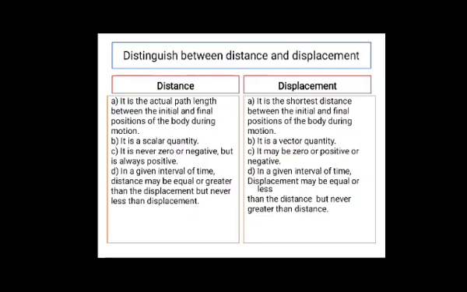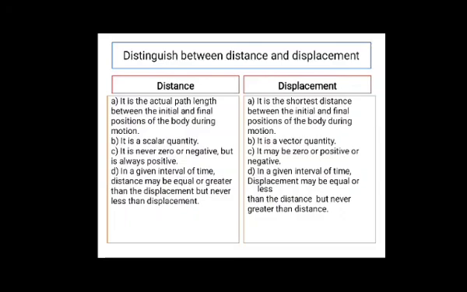Now in the exam, they will ask you to distinguish between distance and displacement. Here I have listed 4 points. You can remember any 2 so that you can answer the question, because it carries 2 marks. On the distance side, it is the actual path between the initial and final position of the body during motion. Displacement is the shortest distance between the initial and final positions. Distance is a scalar quantity, but displacement is a vector quantity. Now see the third one, a very important one. Distance is never 0 or negative, it is always positive. But displacement may be 0, as we just saw in one example, or it may be positive, or it may be negative also. When it will be negative, we will see in the next one.